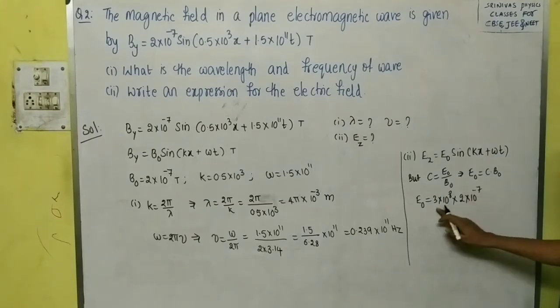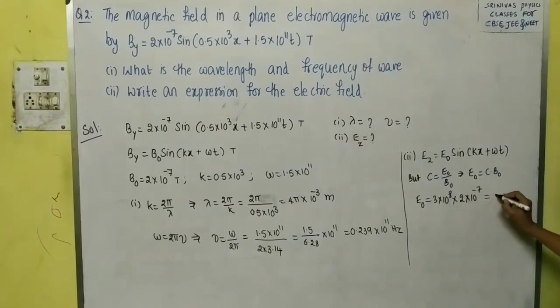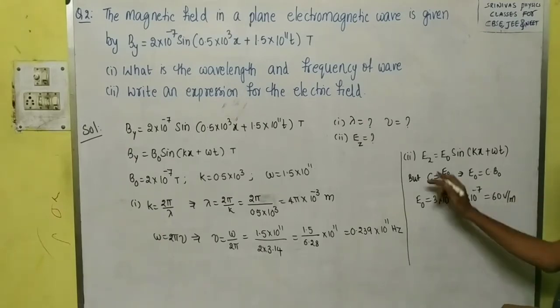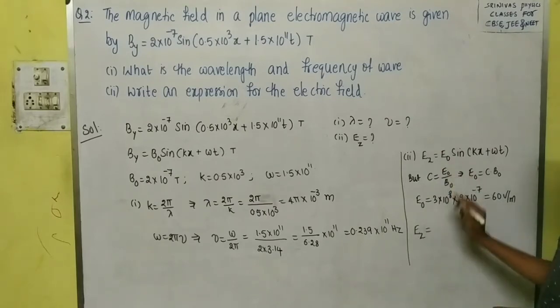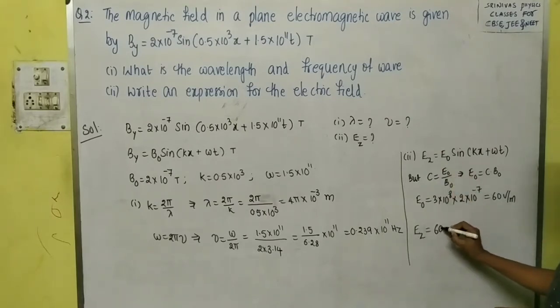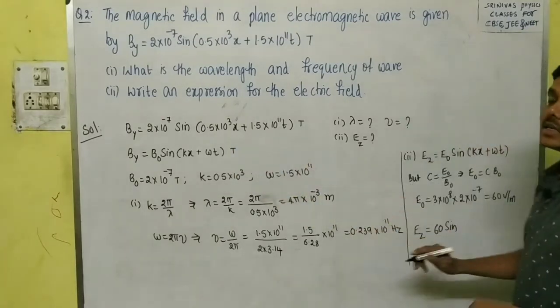Then 3 into 2, 6 into 10, we will get 60 volt per meter. The E naught value you got, you substitute in that, then we will get the Ez formula as E naught, which is 60, into sine(kx plus omega t). This we write as it is.